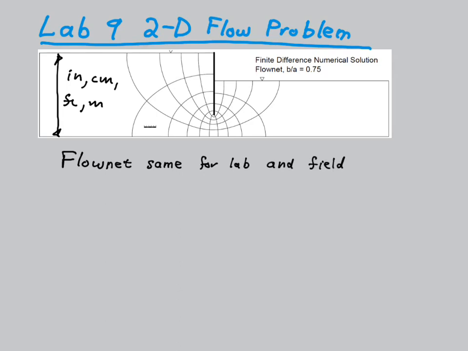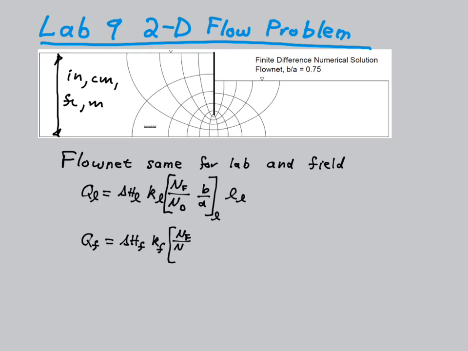And if the flow net for the lab and the field is the same, I can write the equation for the flow in the lab, Q sub L, as delta H in the lab times K, the hydraulic conductivity in the lab, times the quantity N sub F over N sub D times B over A in the lab times the length of the problem in the lab. That's actually the length into the paper.